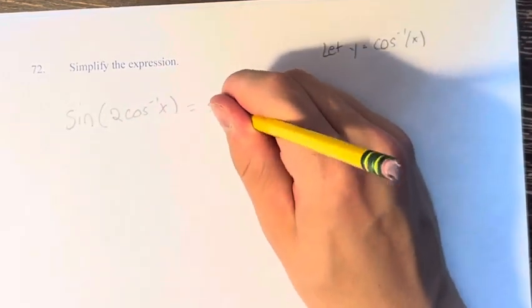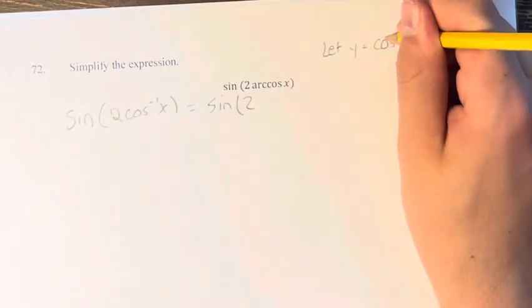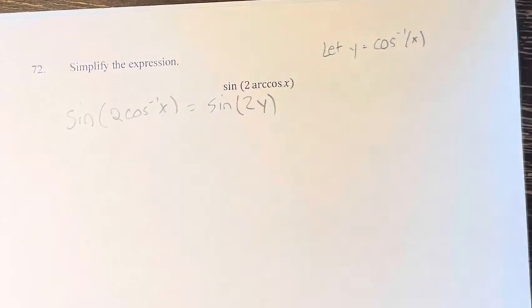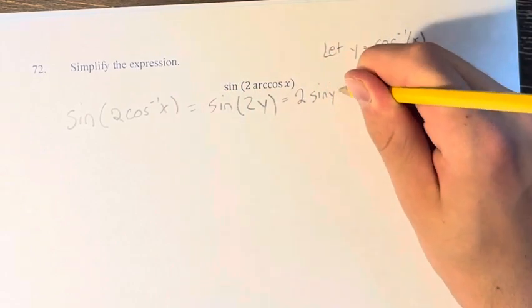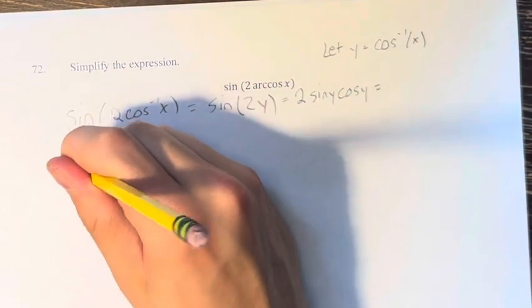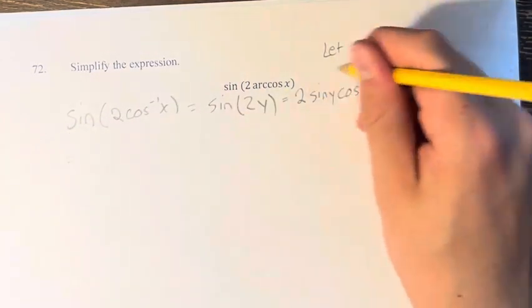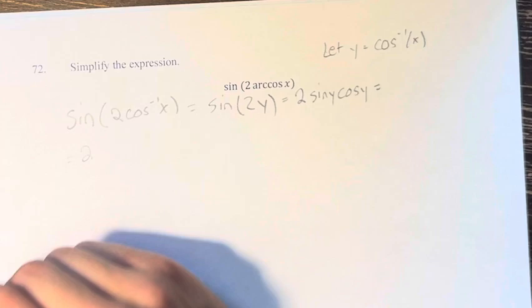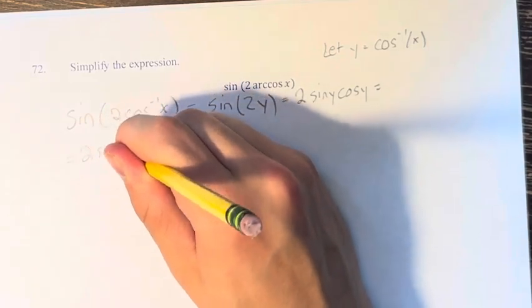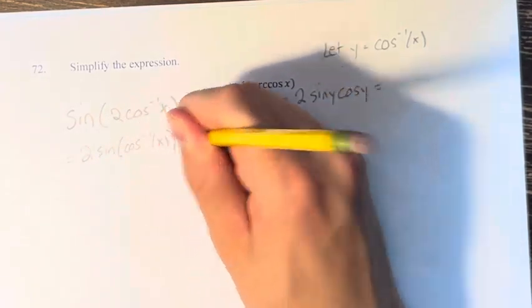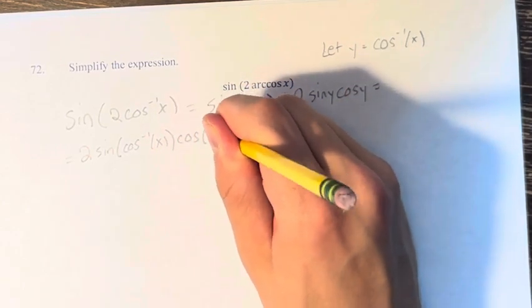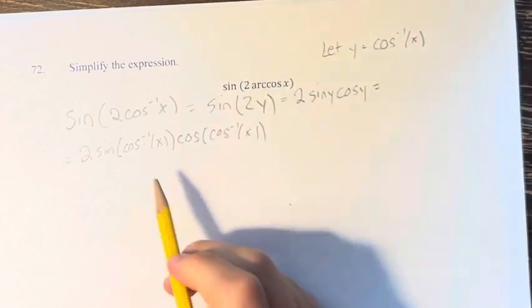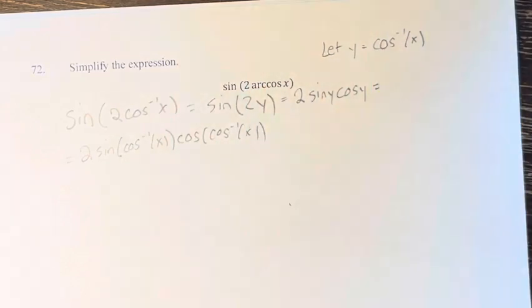Therefore, this is equal to sine of 2 times, we just said, y. And we can use a trigonometric identity, which states that sine of 2y is equal to 2 sine y cosine y. Now we can plug back in y. So this is 2 times sine of cosine inverse of x times cosine of cosine inverse of x. Plugging back in cosine inverse for y.